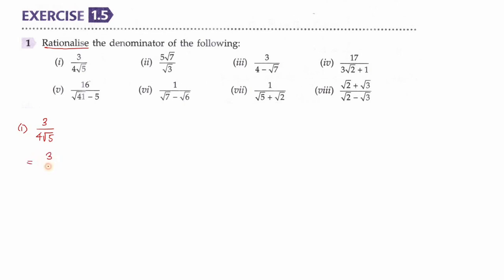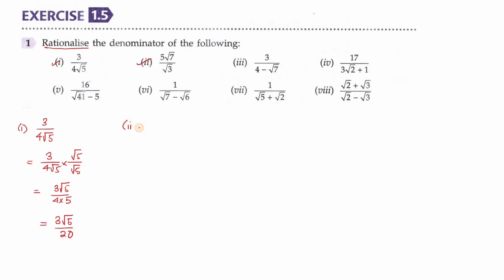So what will I do is, we have 3 by 4 root 5. I'll multiply both numerator and denominator by root 5. You cannot multiply only the denominator. You have to do the multiplication to the numerator as well. So now we have 3 into root 5 is 3 root 5, and we have 4 into root 5 into root 5 is 5. So then your answer will be 3 root 5 by 20. We have done the first one, let's take the second one as well.